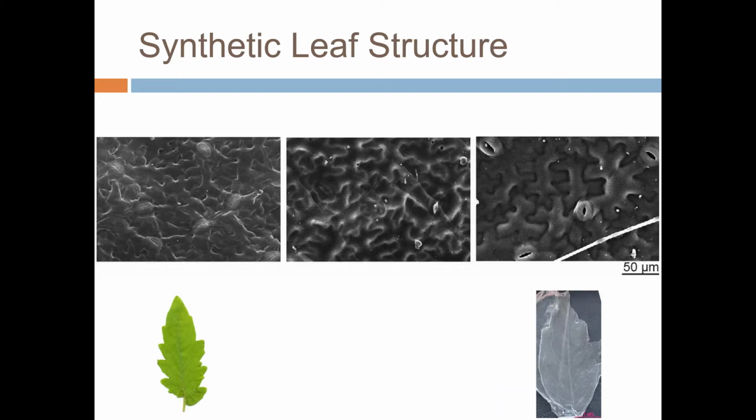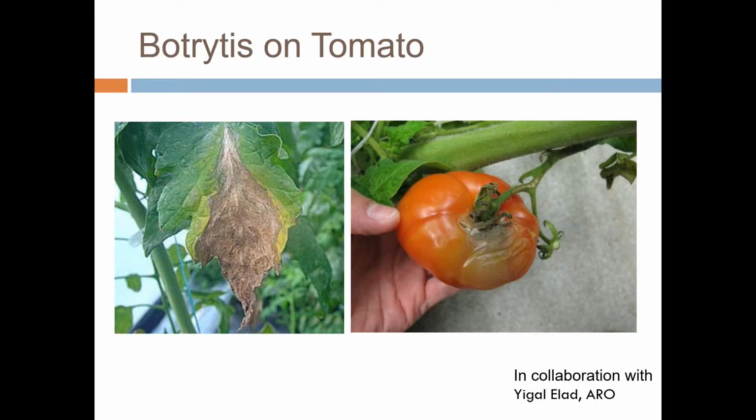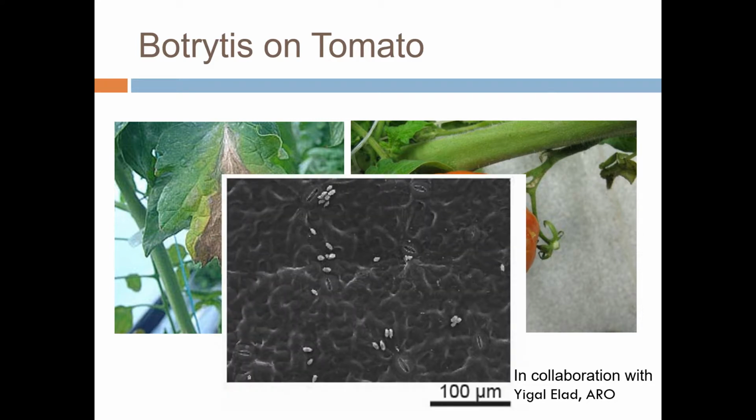Okay, so we thought, what can we do with this method? And we're working in collaboration in several projects with plant pathogens and see how the structure affects the interaction between the plant and the pathogen. So the first pathogen I'm going to show you is Botrytis. So Botrytis is this horrible fungus that does horrible things to tomatoes, and we don't like it. If you look at an SEM image, you can see the spores of the Botrytis, and you can see it's roughly in the same order of magnitude as the microstructure. So it actually makes sense that the microstructure will affect what the spores are doing.